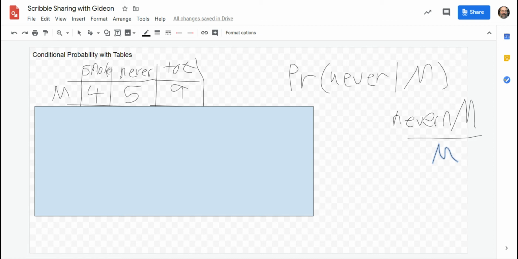So here we go. We're looking at the question, what percentage of males were never smokers? Well, there were 9 people who were male in the sample, and 5 of them never smoked. So, I said percentages, but I don't want to spend too much time converting to percentages, so we'll just leave it there. Boom. 5 over 9. Don't make it hard when it's easy.